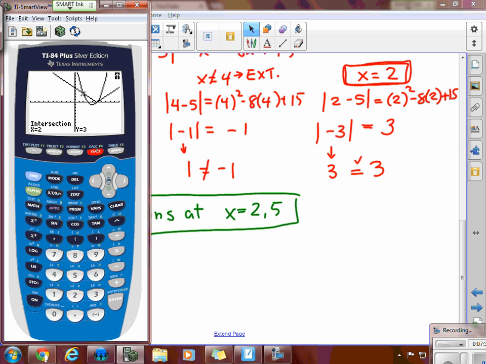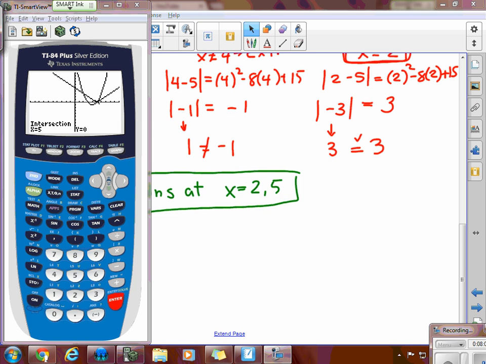So we go second trace, choose option 5 again, and remember this time we want to be closer to that other intersection point, so it'll actually find that one. And we just let it do first curve, second curve, and let it find the solution again. And again, you could see that x equals 5 is the other solution. So in fact, graphically, we've got the same thing as we did algebraically, which we should. So that proves our work.